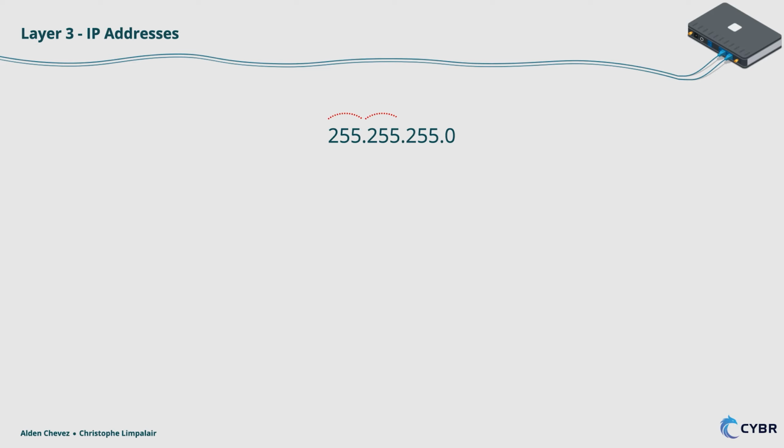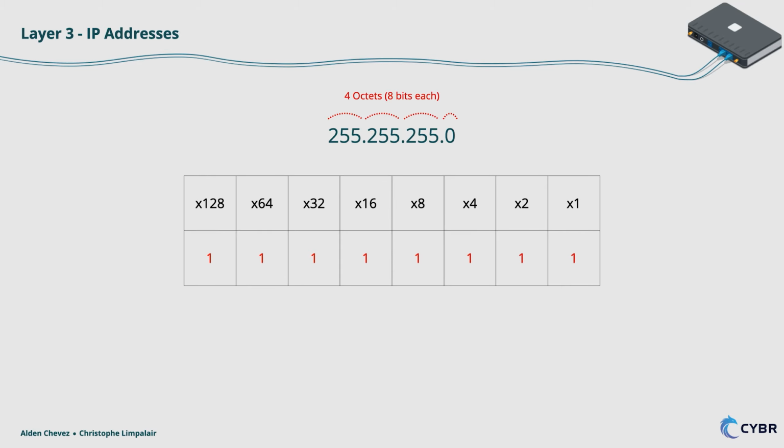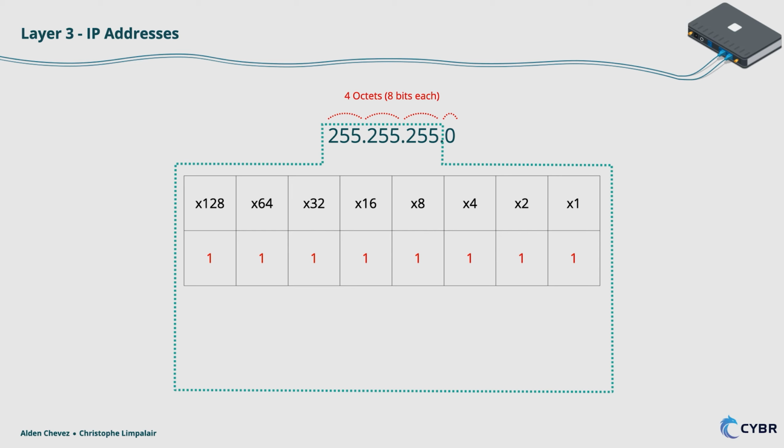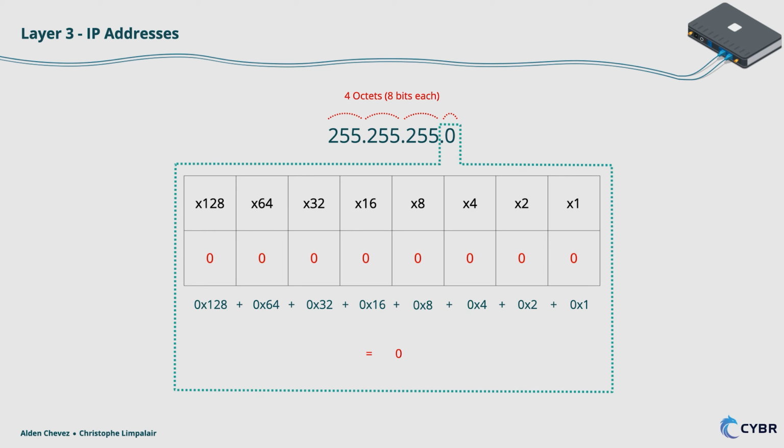Now the network mask looks a little bit like an IPv4 address since it also has 4 octets. And with this subnet mask, you get the first 3 octets by turning all of the bits into ones. That's how you get 255, because if we add up 128 plus 64 plus 32 plus 16 plus 8 plus 4 plus 2 plus 1, we get 255. Whereas for the last octet, which is a 0, you get that by turning all of its bits into zeros.